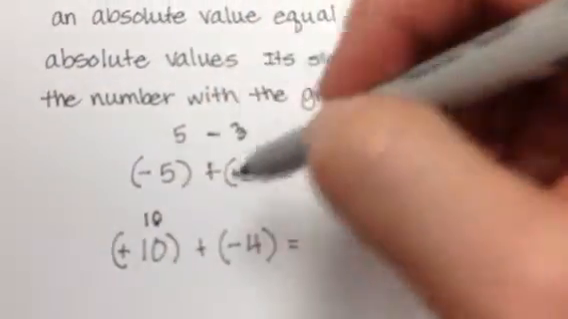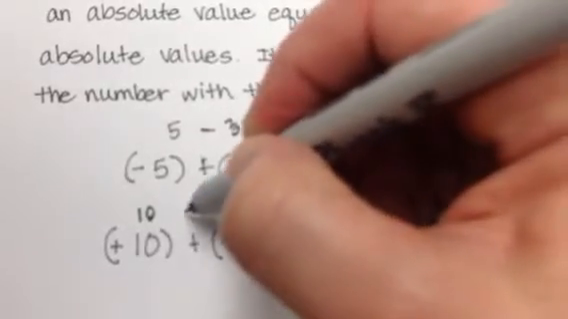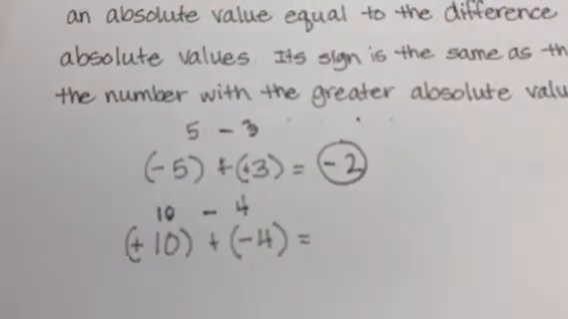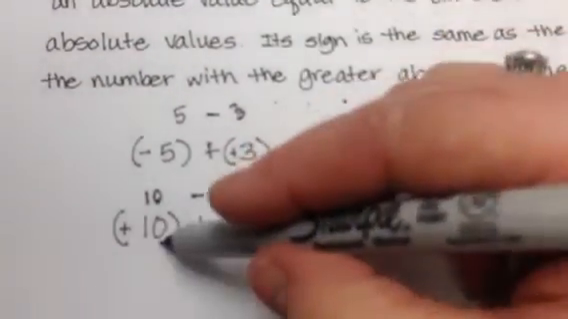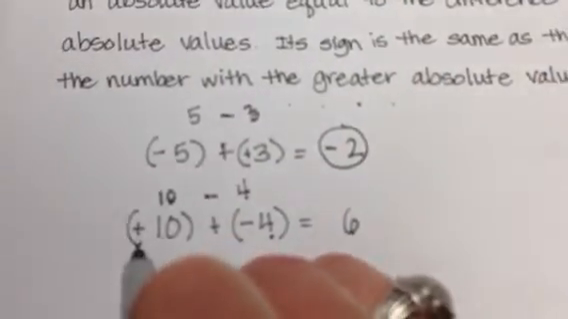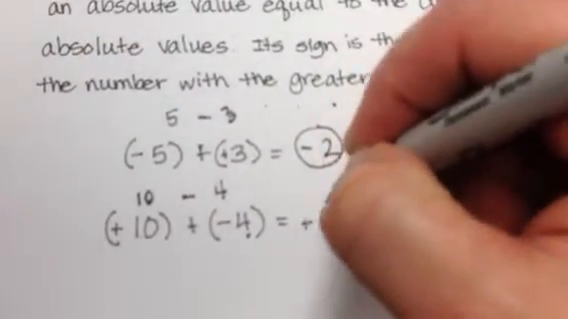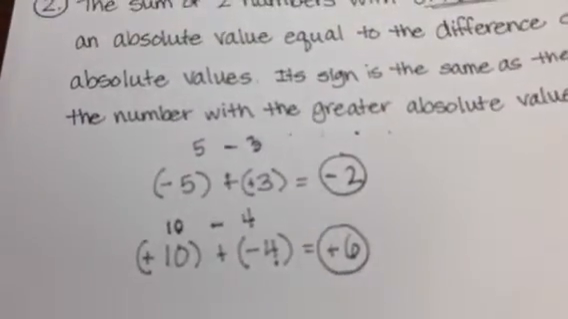All right, what if I have a +10 plus a -4? The absolute value is 10. The absolute value is 4. Subtract the difference, and I'm going to get 6. And what is the largest absolute value? 10. What is the sign for 10? Positive. So this is a positive 6. With me so far? Maybe?